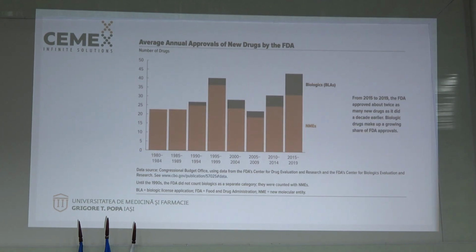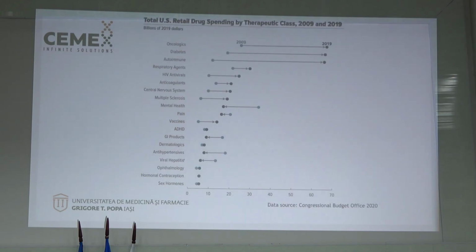And again, some more data. What you see here is the coming online of the biologics. Now, the biologics is a very interesting topic in drug development, but that's for another time. Again, if you look, for example, at retail drug spending by therapeutic classes, pain is there, and it costs a lot to treat the pain in patients. So that makes it interesting for the companies, but it's not as interesting as, for example, oncologics and diabetes.